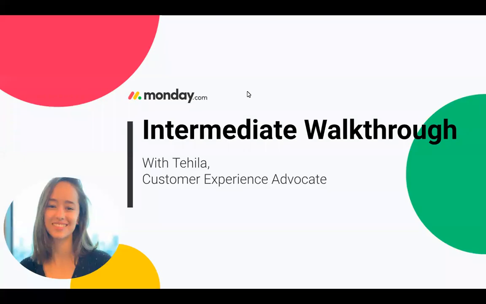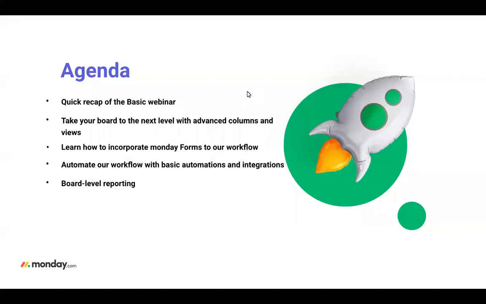Now, on the agenda today, we have a few things. So the first would be a quick recap of the basic webinar. Next, we're going to try out some more advanced columns and views. We'll also learn how to incorporate monday forms into your workflow. We'll go over some basic automations and integrations, and we'll finish with board level reporting.